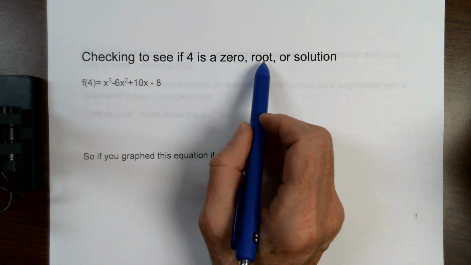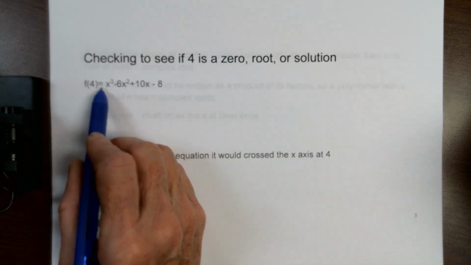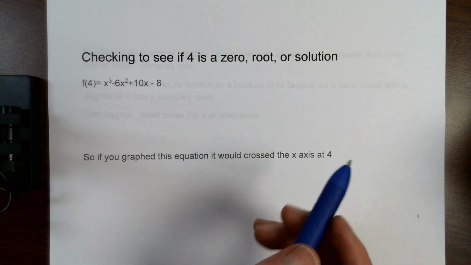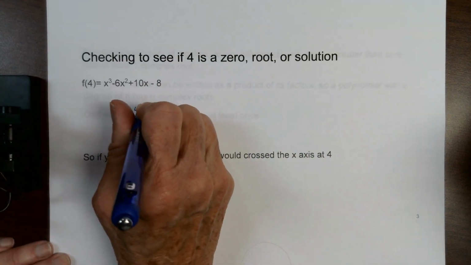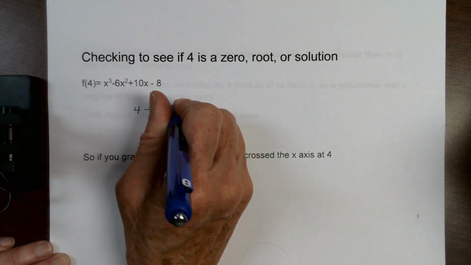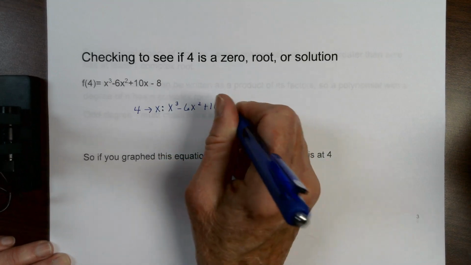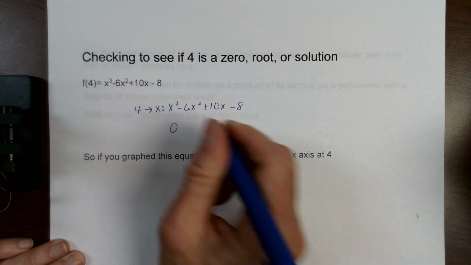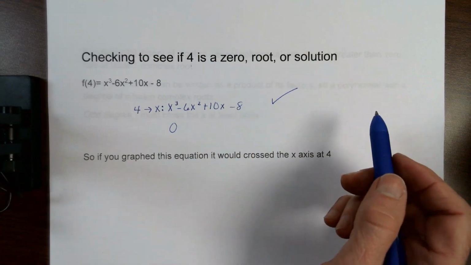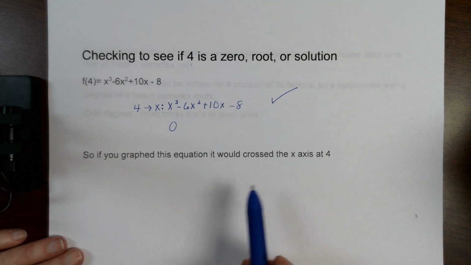So let's really work on this. Let's see if 4 is a 0 root or solution of this. The way that I find out is I plug the 4 in for the x. If I get a 0, that means that 4 is a 0 root or solution of that polynomial. So remember, I'm going to take the 4, store it for x, and then put the equation in. So don't forget how to put that into your calculator. Let's do it real quick. And it does give me a 0. So I know that 4 is a 0 of this equation. If you graph this equation, it would cross the x-axis at 4.